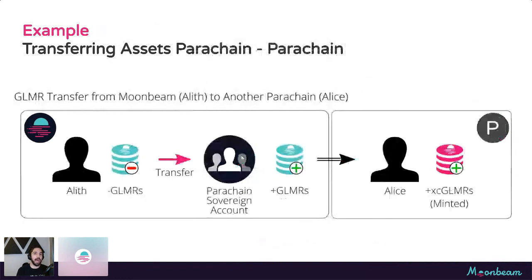You can imagine how this process works from a parachain to another parachain. The main difference is that the other parachain has a sovereign account on Moonbeam, for this example. And in the XCM execution, what happens is that Alice transfers, for example, GLMR to the parachain sovereign account, and then some other assets are minted in the target parachain. Going back is the same case as before, so we're not going to go through them. But this is more or less to explain at a high level how these asset transfers actually happen.